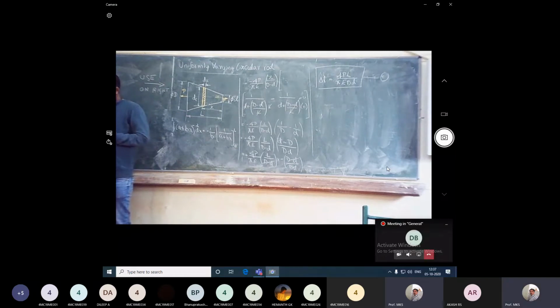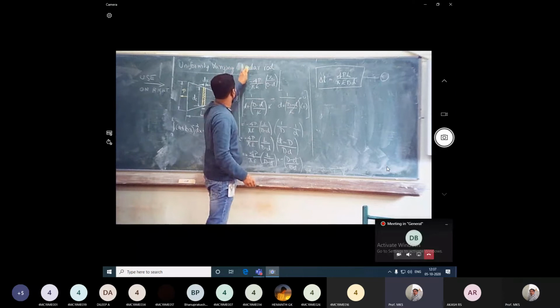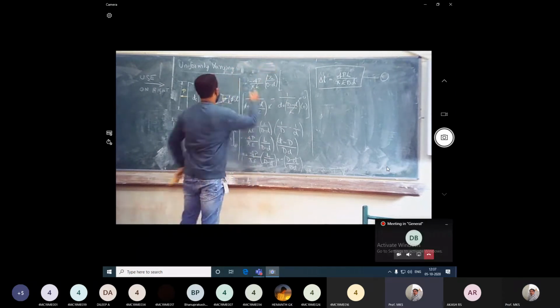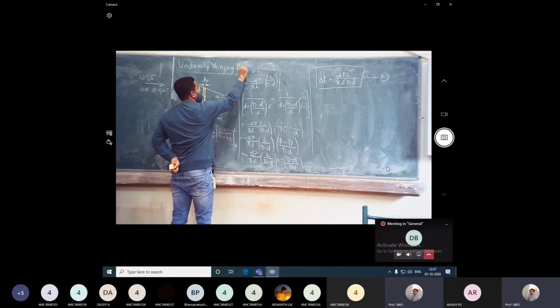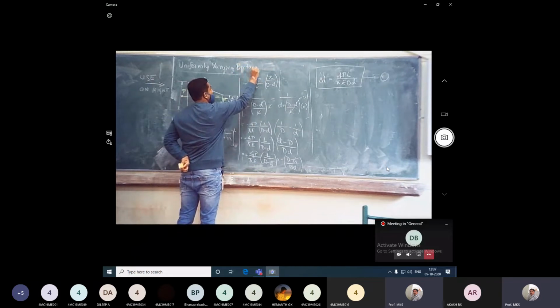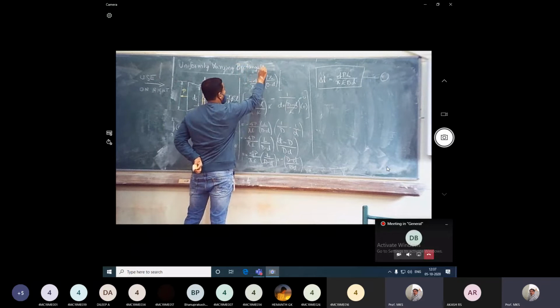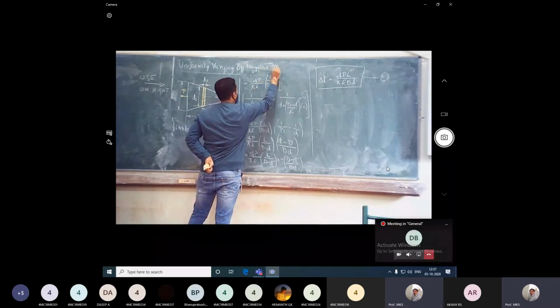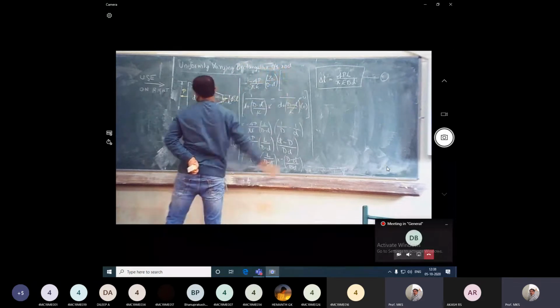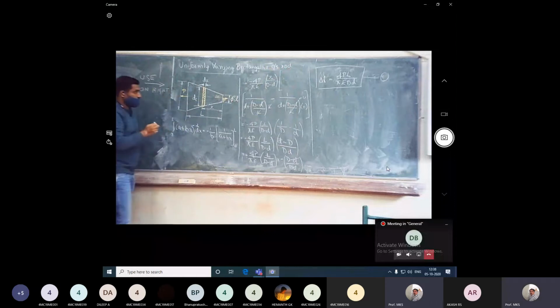So next you need to do it for rectangular cross section. If it is a rectangular cross section, the same diagram that has assignment, uniformly varying rectangular cross section rod. So the diagram remains same.